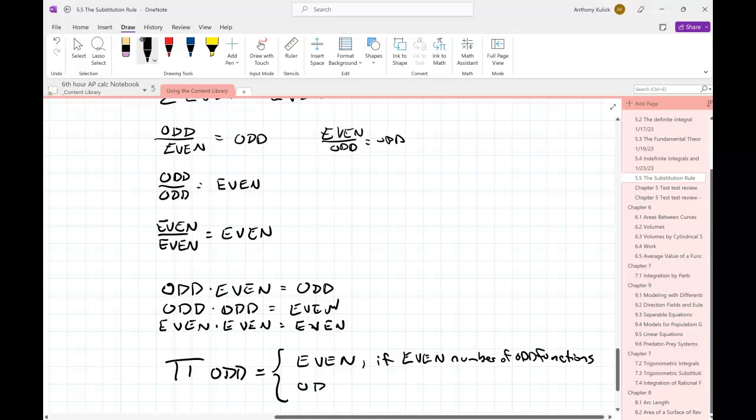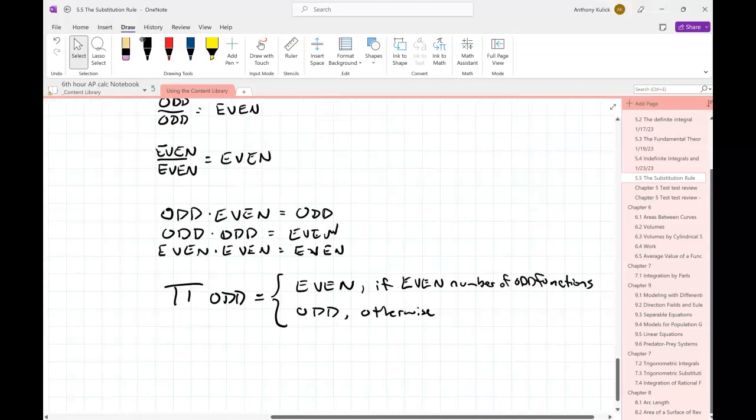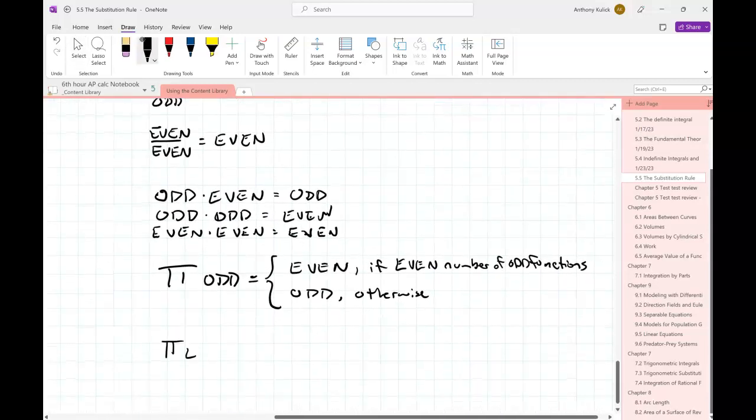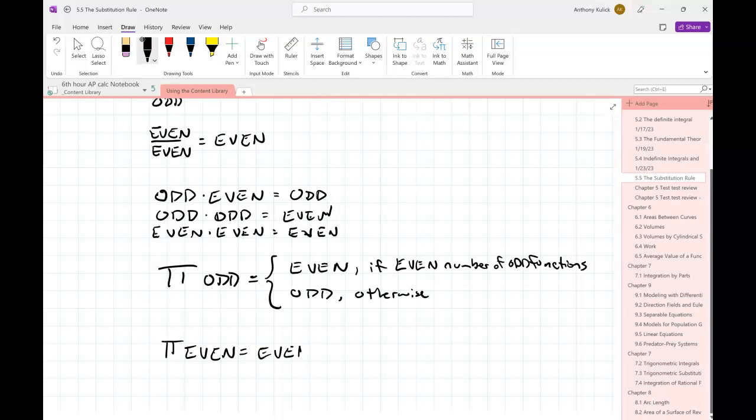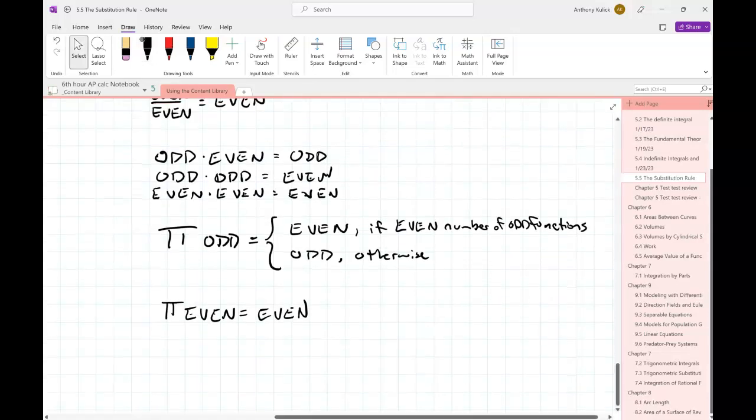And they'll be odd otherwise, which is just when you have an odd number of odd functions multiplied together. And the product of any number of even functions is always even. Everybody's okay with that? So on sight, let's make a list of some notable odd and even function types.